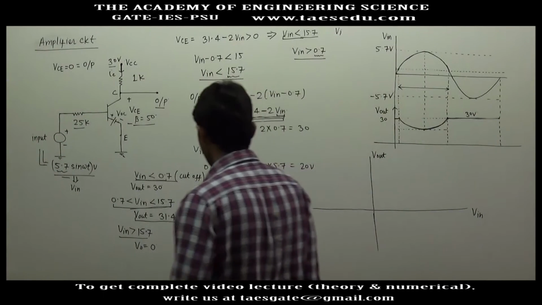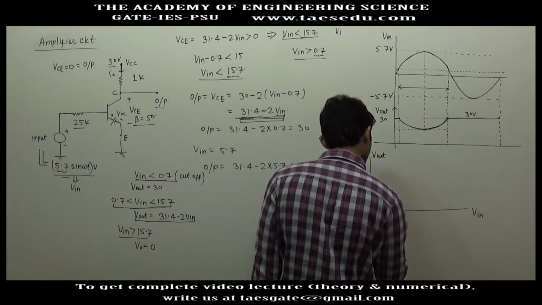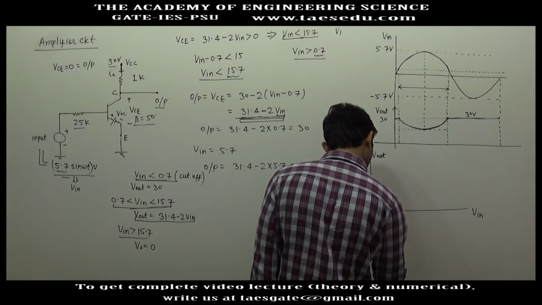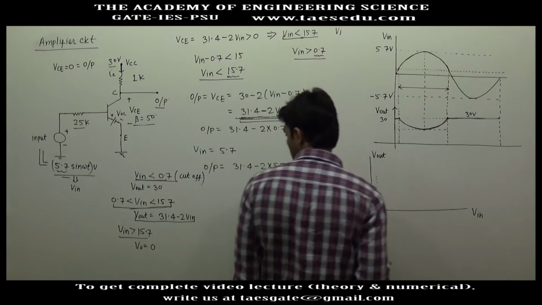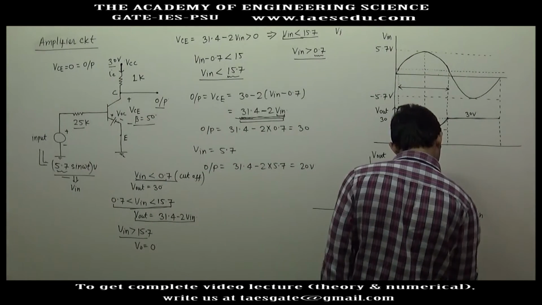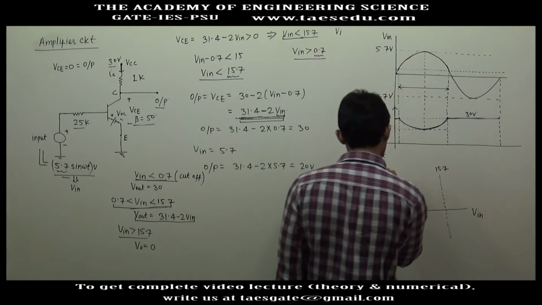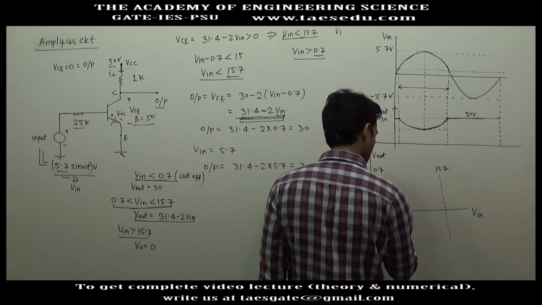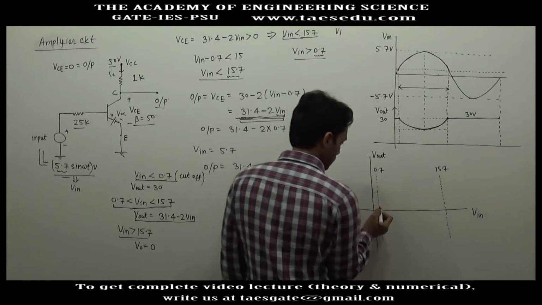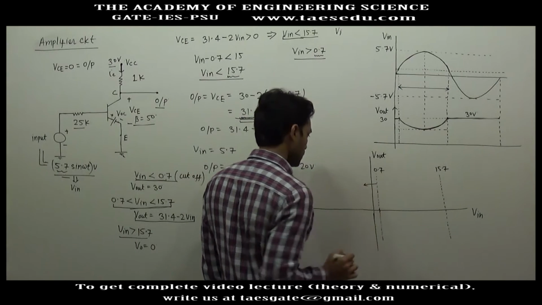So we have three boundaries. One is V input less than 0.7 volt. Let's say this is 0.7 volt. The other one is 15.7 volt. Let's say this is 15.7 volt. This is 0.7 volt of input voltage. So in this region, it will operate in cutoff region.